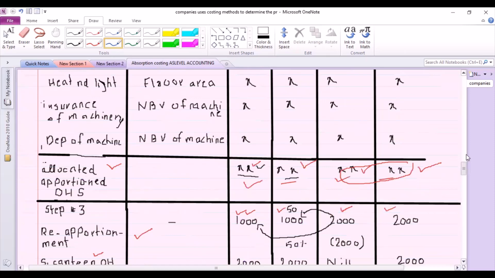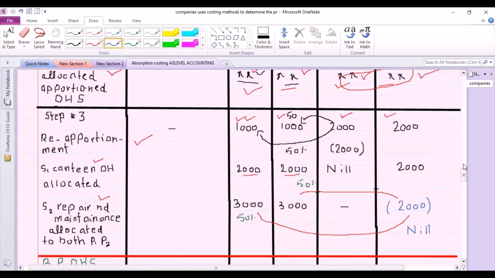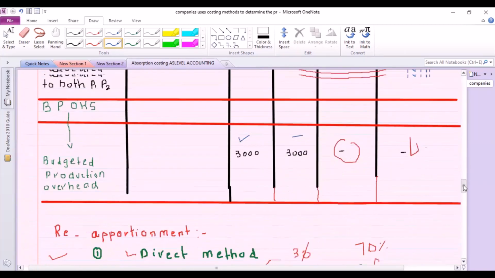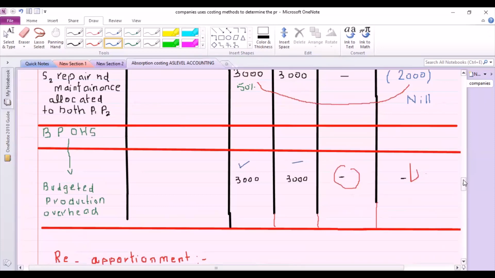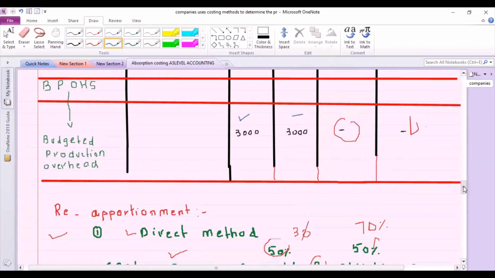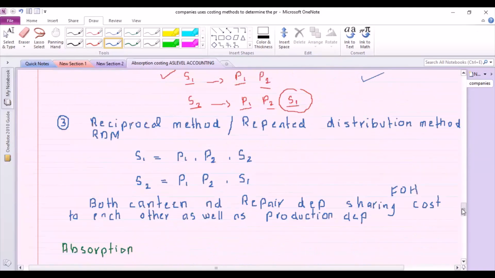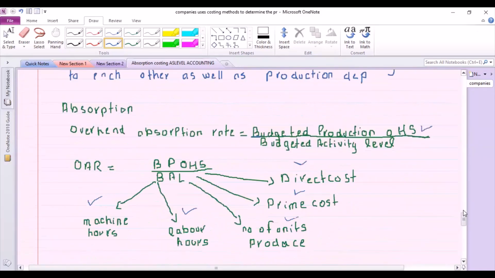Step 3 which is reapportionment. In reapportionment, all service departments share their cost to the other production departments, and we have 3 methods for it. The number 1 is direct method, the number 2 is step down, and the number 3 is reciprocal. And after that we will get our budgeted production overhead, and we will do our final step which is absorption.